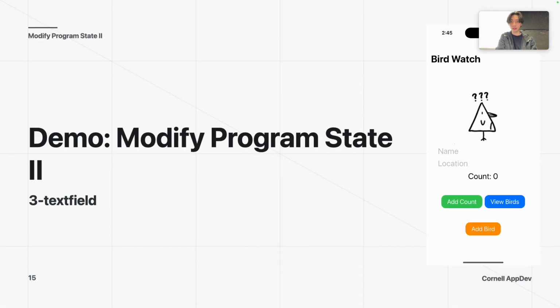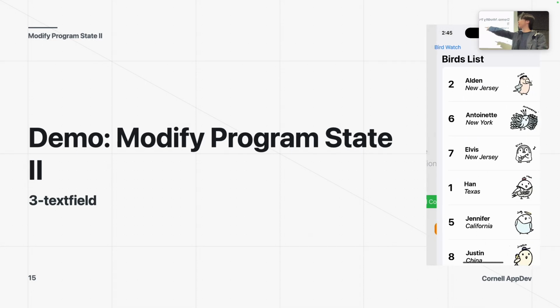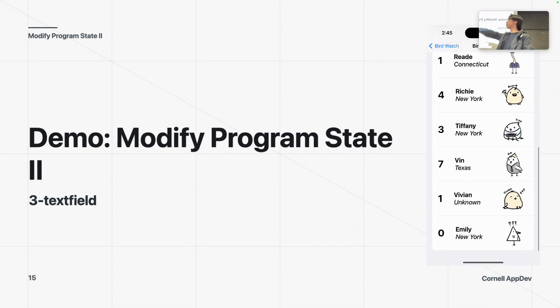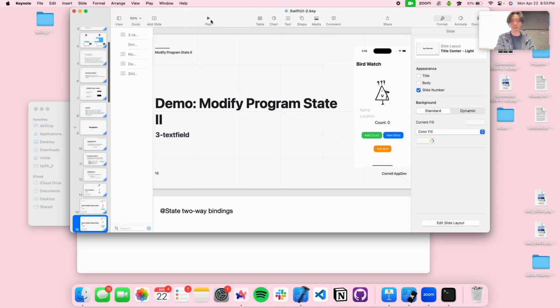Okay. So next up, I am going to introduce these two text fields. My goal is to add some name to the text field. If I hit add bird, and I go to the bird list, I have this new bird representing a newbie on the iOS team. I'll add them into this list right here. So that's my goal.